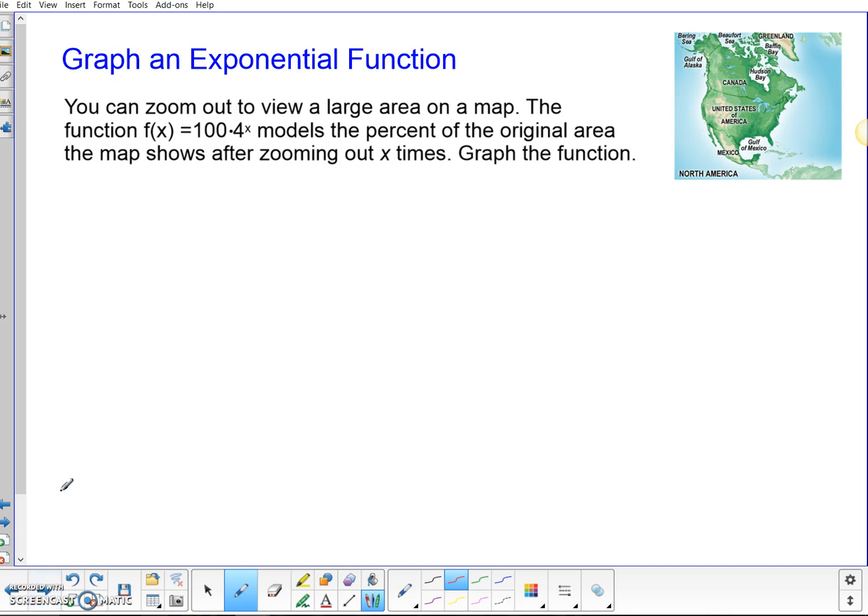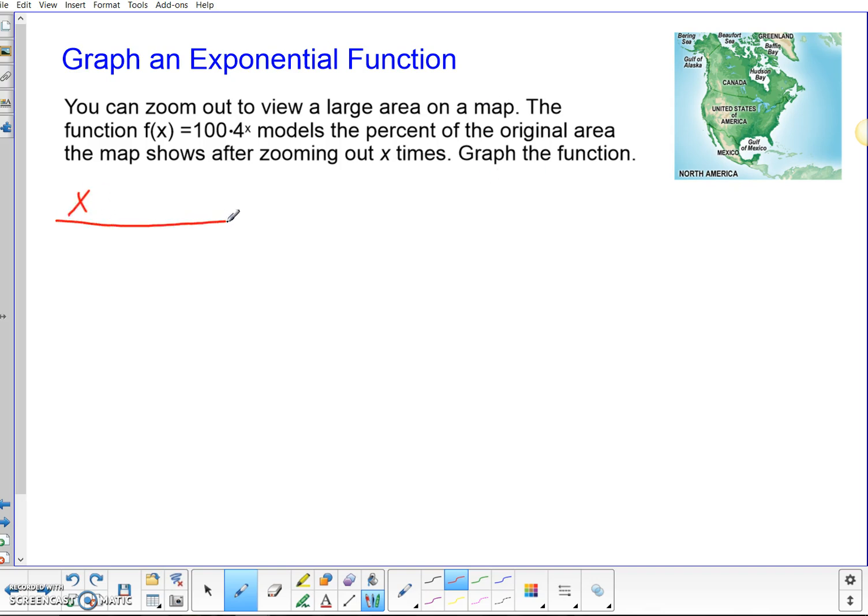We can do an exponential function with really large values. When you see large numbers in your equation, just remember, don't actually draw your graph out till you have all your points so you know how to scale your graph paper. Okay, you can zoom out to view a large area on a map. The function f of x equals 100 times 4 to the x models the original area the map shows after zooming out x times. Graph the function.